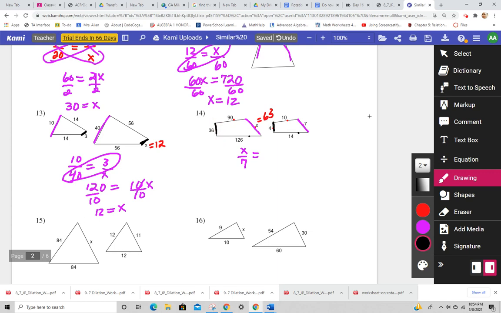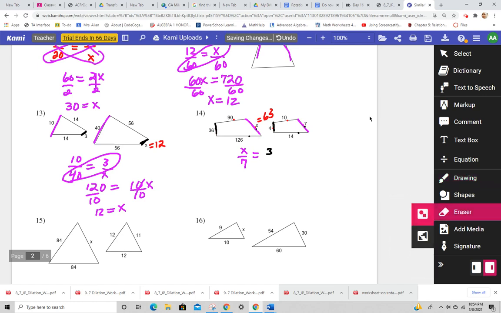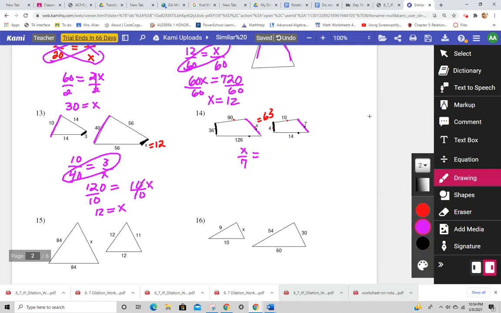And so I went from x to 7. So I'll go 36 to 4. Got to keep the same order. 36 over 4. And now we'll take the cross product. 7 times 36 is 252 equals 4x. Divide both sides by 4. And that'll give us 63.